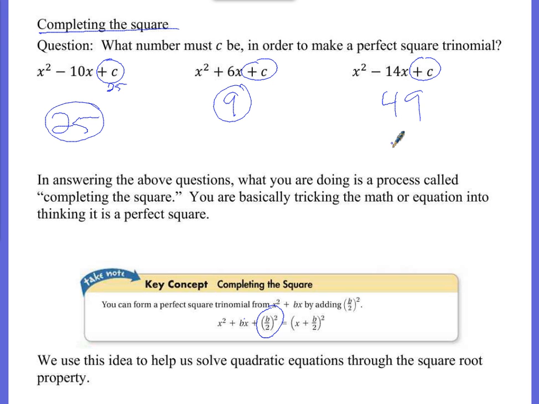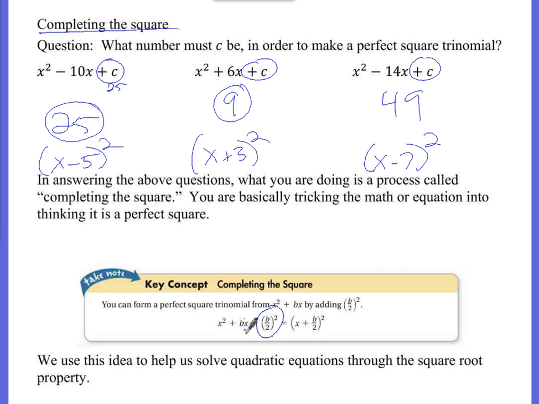Now once you've completed the square, then this trinomial turns into this guy being squared, because now these are all perfect square trinomials. This one then would turn into (x minus 7) squared. This one turns into (x plus 3) squared. This one turns into (x minus 5) squared, once I complete the square. And that's what that's saying right there.